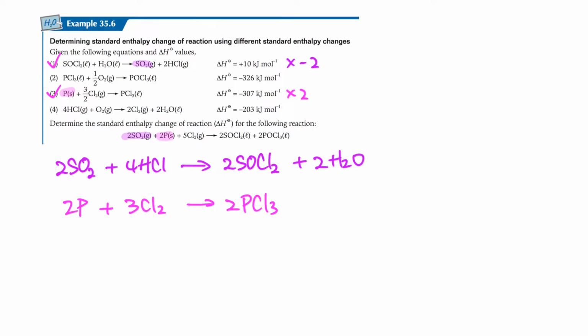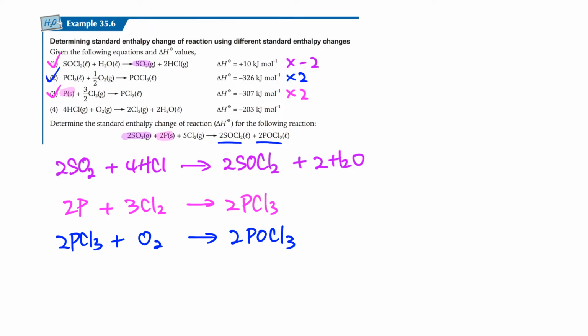Next, we have POCl3. We haven't done this one yet. POCl3 are on the same side, so just multiply this one by 2. So the second equation will be 2PCl3, and O2, and 2POCl3. So we've finished most of them, we finished all of this already.